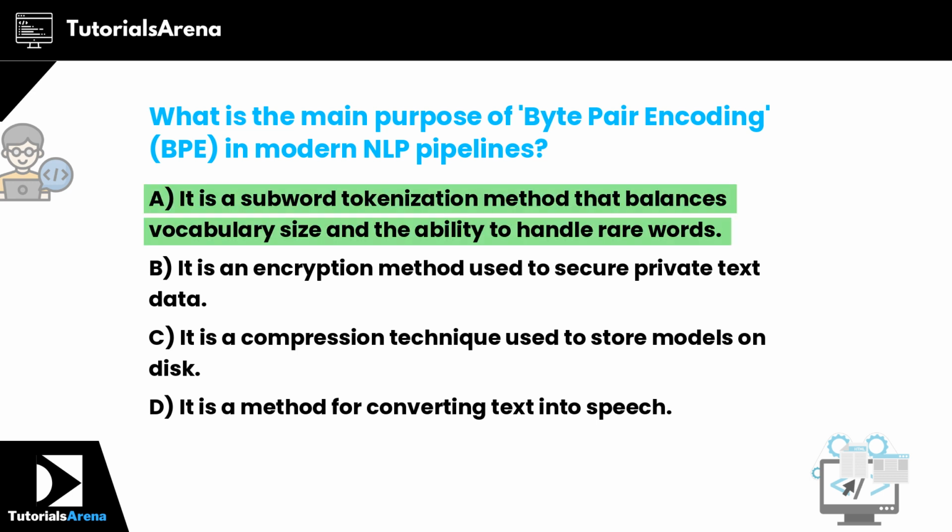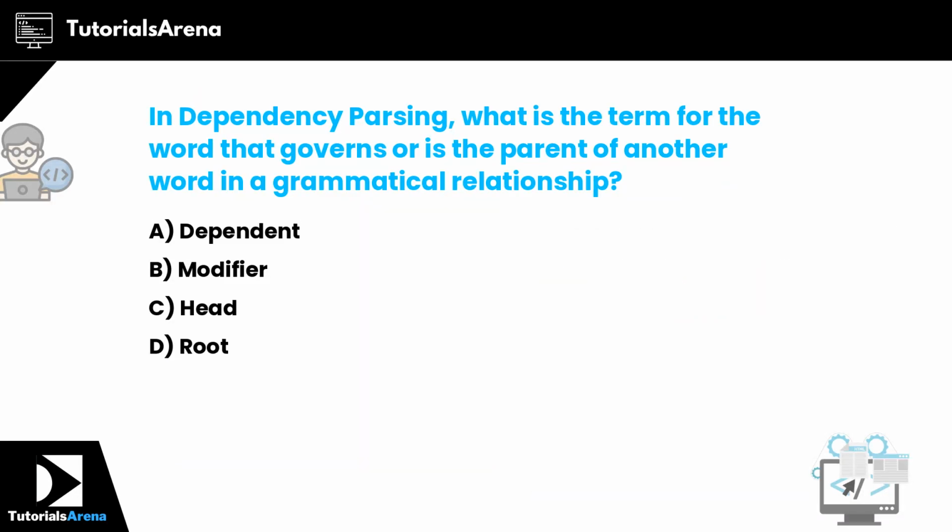The correct answer is option A. It is a sub-word tokenization method that balances vocabulary size and the ability to handle rare words. In dependency parsing, what is the term for the word that governs or is the parent of another word in a grammatical relationship?